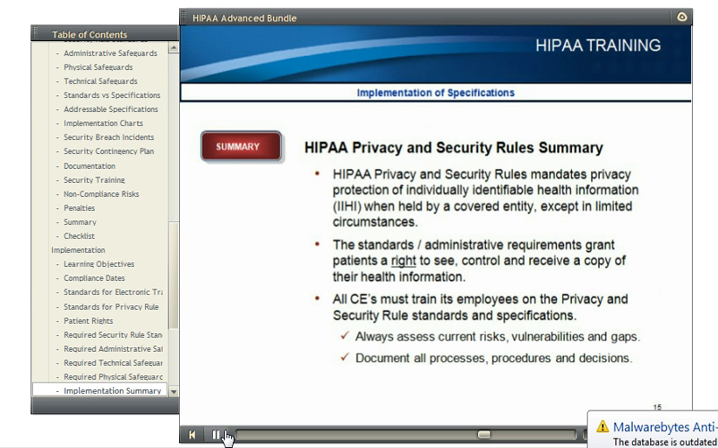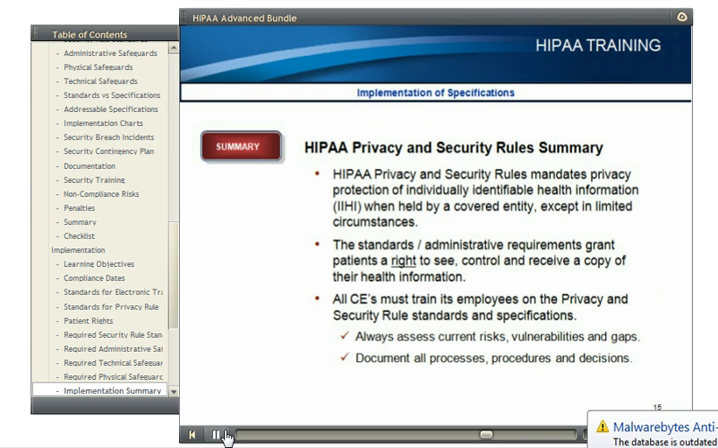HIPAA Privacy and Security Rules Summary. HIPAA Privacy and Security Rules mandate privacy protection of individually identifiable health information, IIHI, when held by a covered entity, except in limited circumstances. The standards and administrative requirements grant patients a right to see, control, and receive a copy of their health information. All CEs must train their employees on the privacy and security rule standards and specifications.